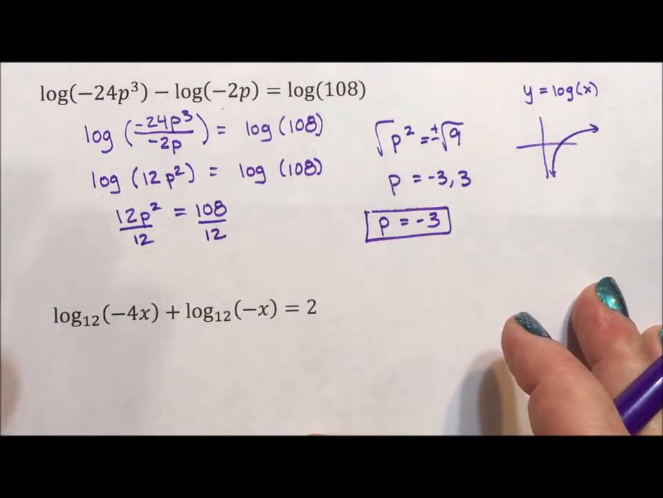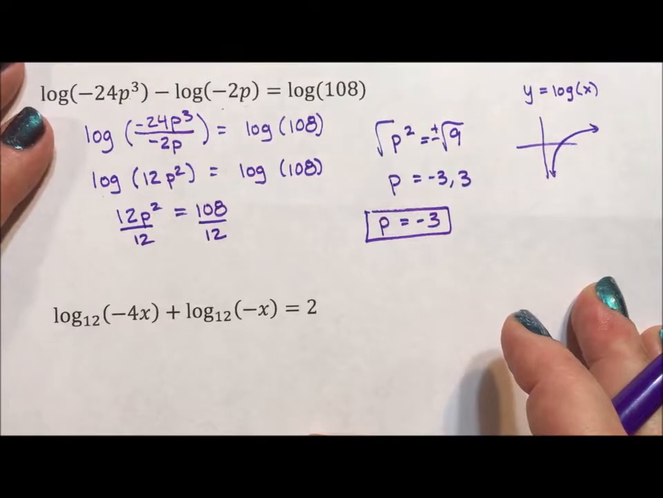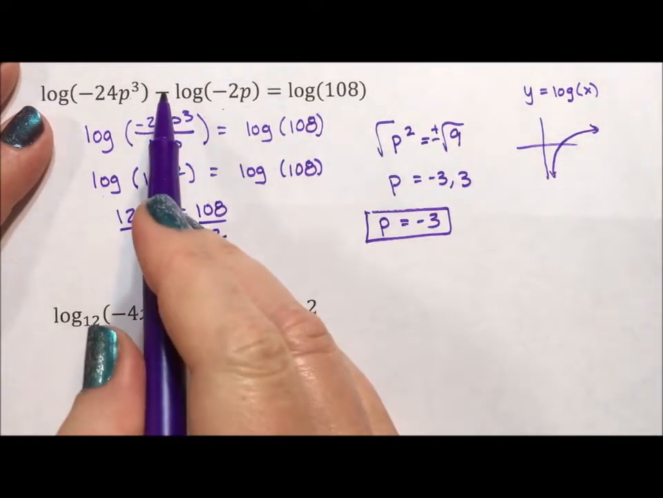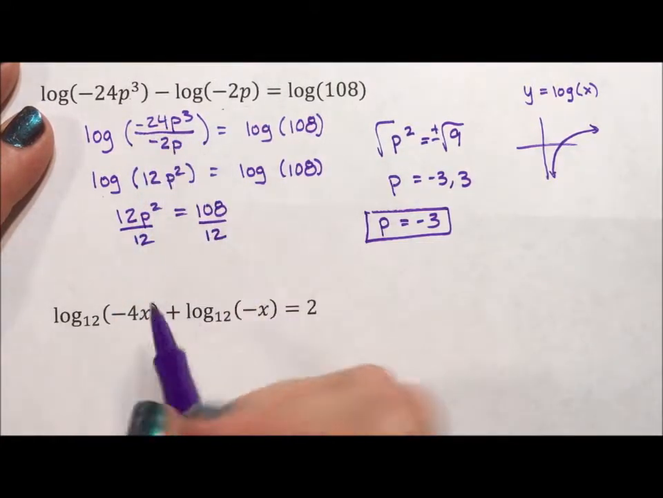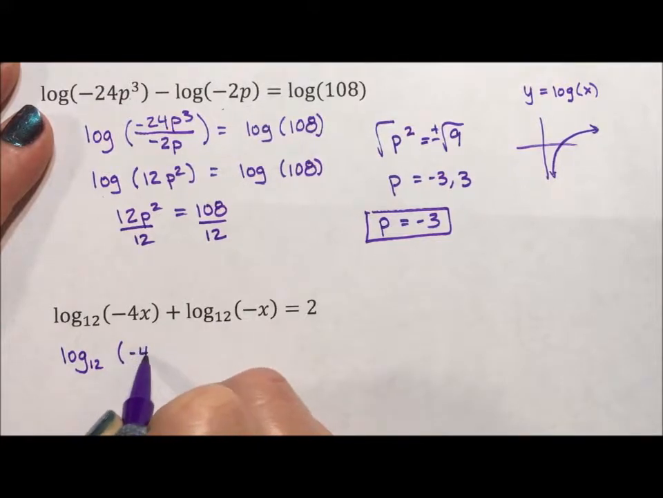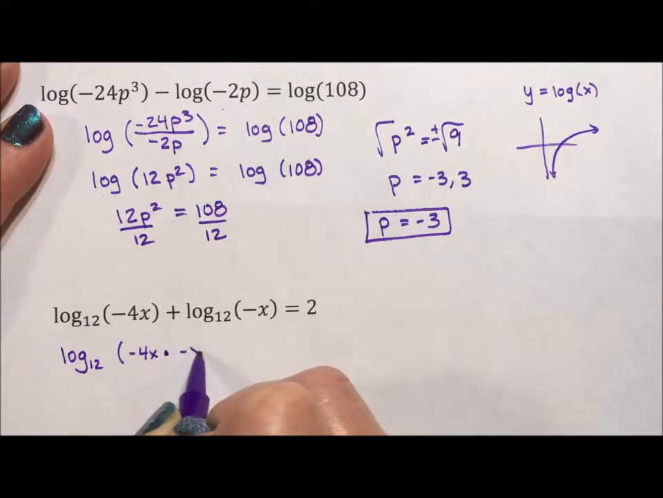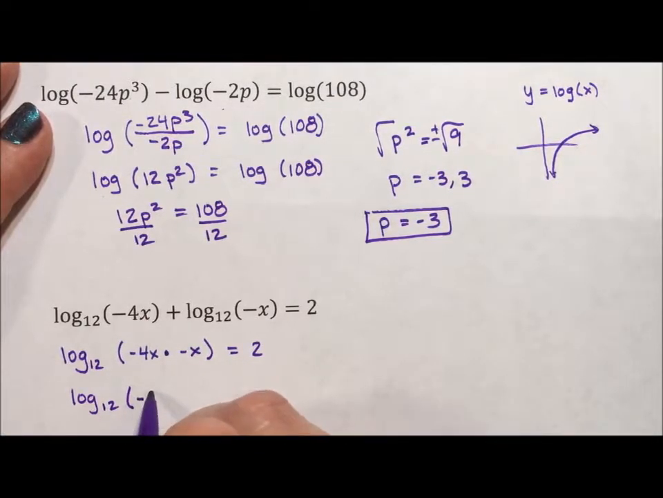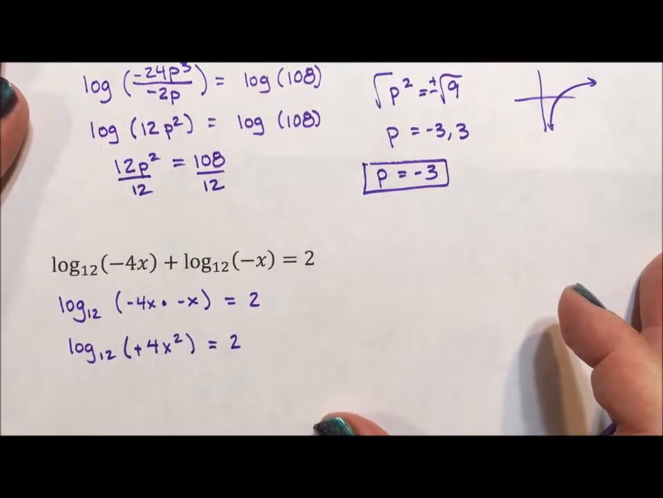The same thing's going to happen on my next problem, which is interesting. When we subtracted logs, we divided the arguments. When you add, you multiply them. So log base 12 of negative 4x times negative x equals 2. So log base 12 of negative 4x times negative x, positive 4x squared, equals 2.